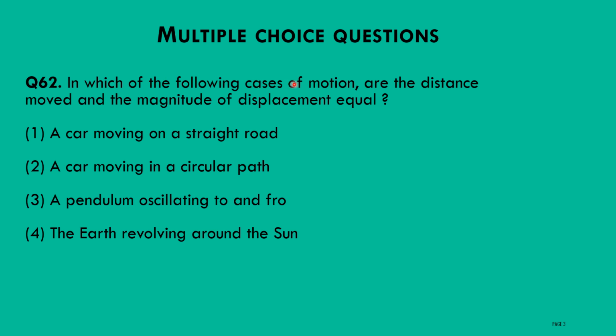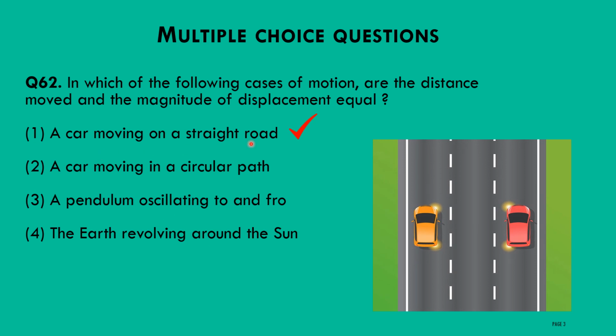62. In which of the following cases of motion will the distance moved and the magnitude of displacement be equal? In which case will the distance covered be equal to displacement? Option 1, a car moving on a straight road. Option 2, a car moving in a circular path. Option 3, a pendulum oscillating to and fro. Fourth one, the earth revolving around the sun. The correct option is a car moving on a straight road.